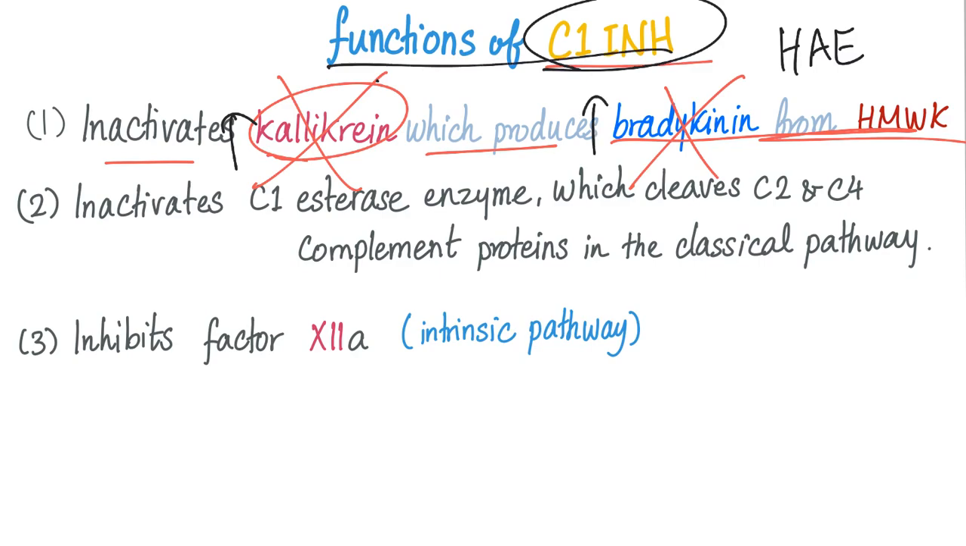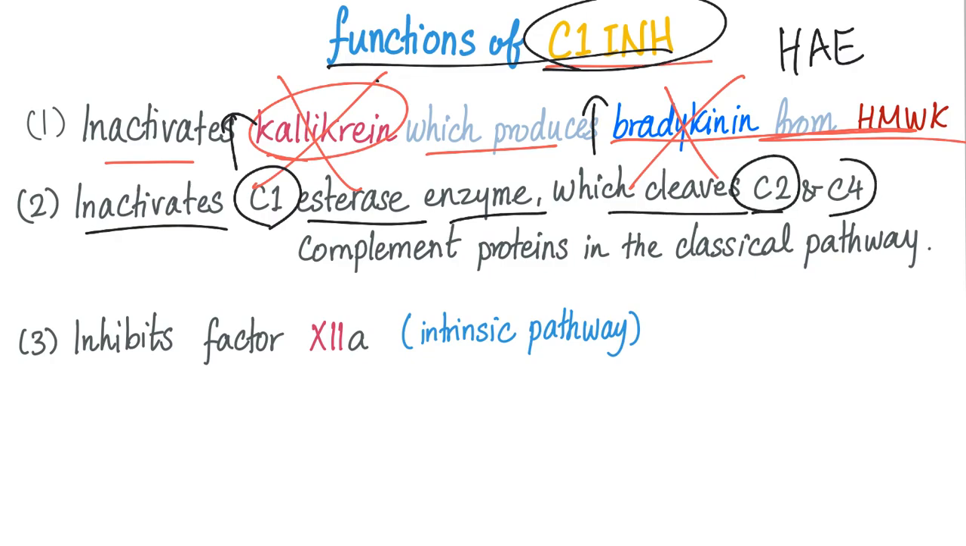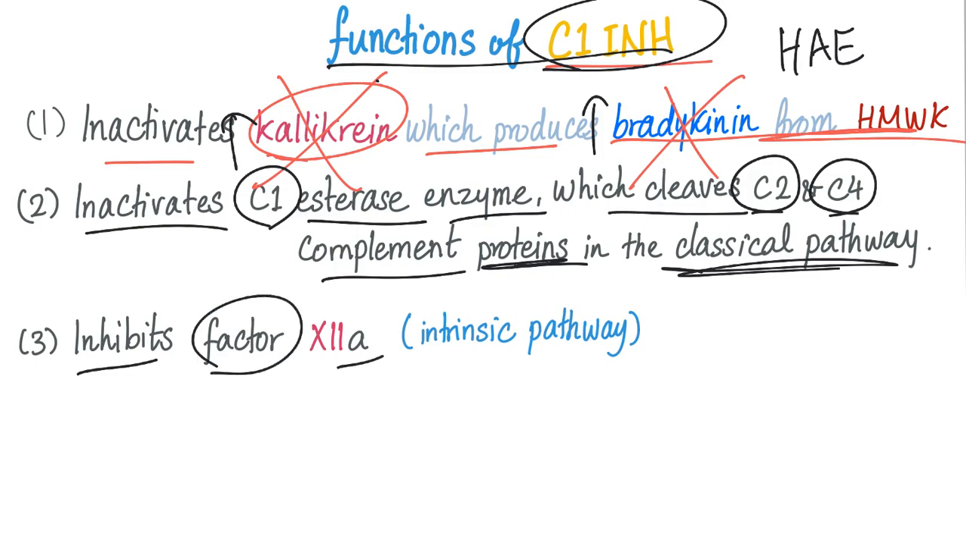Functions of the normal C1 inhibitor: inactivates C1 esterase enzyme. It's called C1 esterase inhibitor, which cleaves C2 and C4 complement proteins in the classical complement pathway, which I'm gonna discuss soon. Third, inhibits factor 12 in the intrinsic pathway.